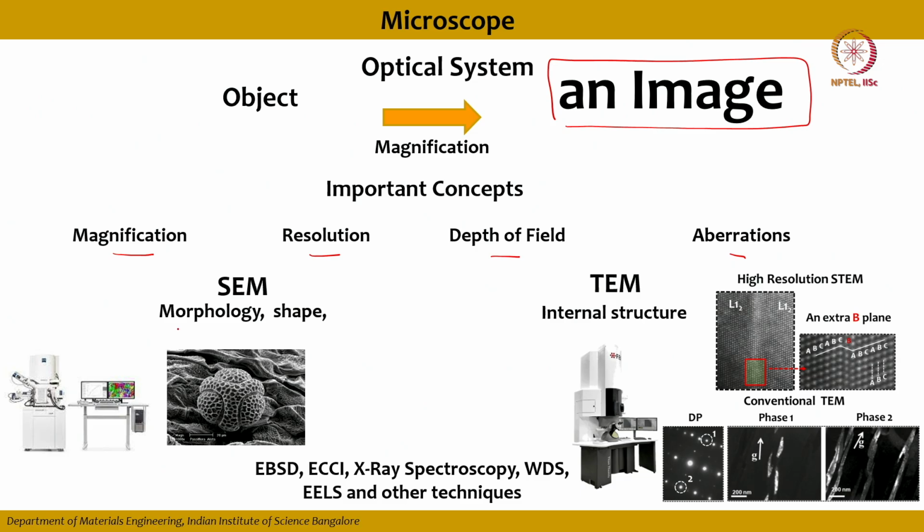Okay, and usually they will give you the information related to your morphology, the shape of the sample, features. Fine. So this is a typical electron microscope where we can work in a scanning mode. In this SEM, usually we can perform electron backscatter diffraction, you can perform electron channeling contrast imaging, and you can get the X-ray spectroscopy, which is energy dispersive spectroscopy. Okay, which gives your chemical information at the local scale.